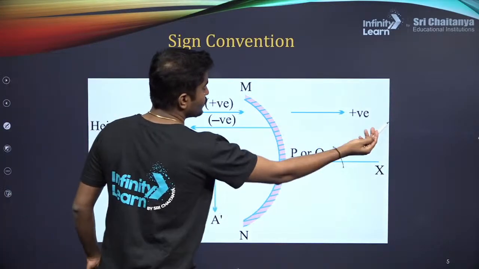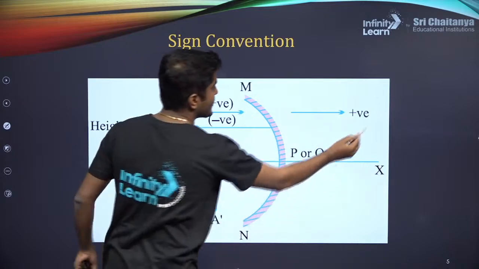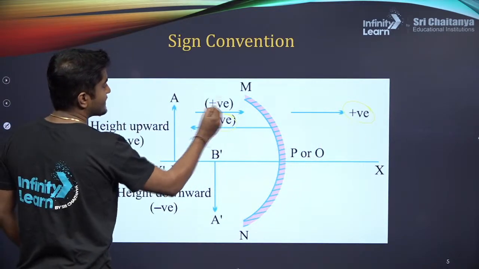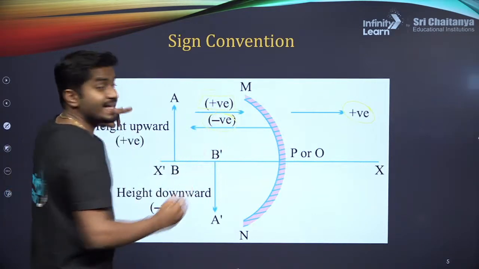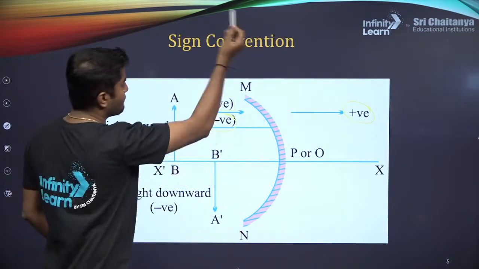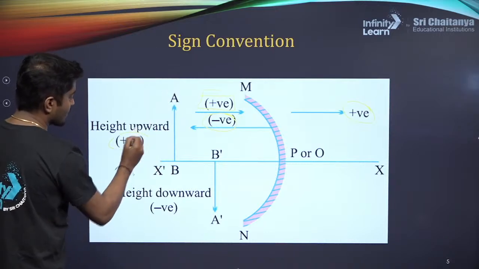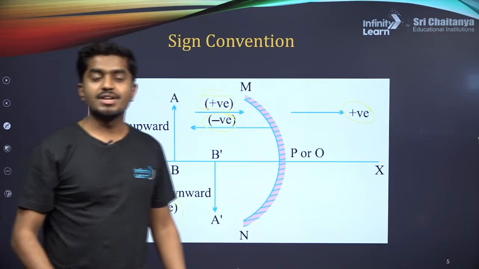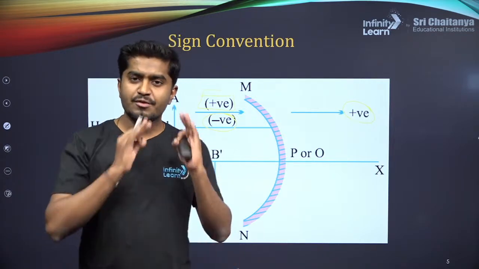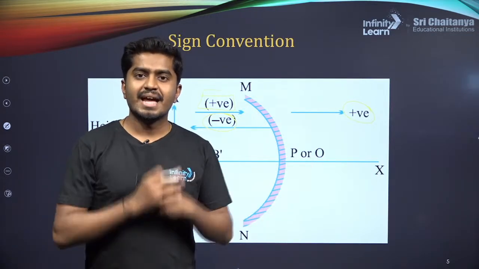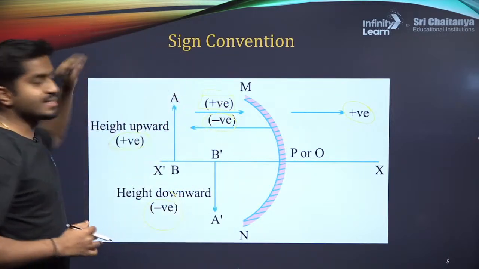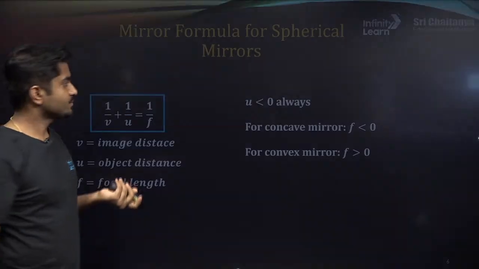From the pole, if you go to the right side, it is positive. You come to the left side, it is negative. This is the direction of the incident rays. If you go up, upwards is positive, downwards is negative. So these are the sign conventions you need to remember. If you learn this, that's it. Everything else you can solve just by learning these sign conventions.